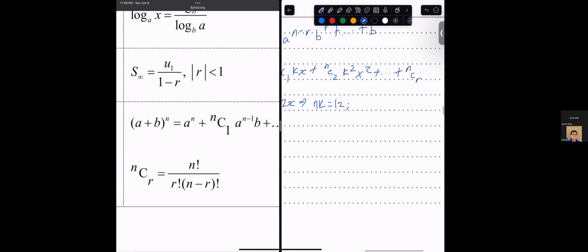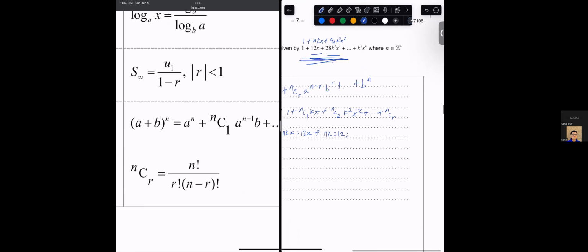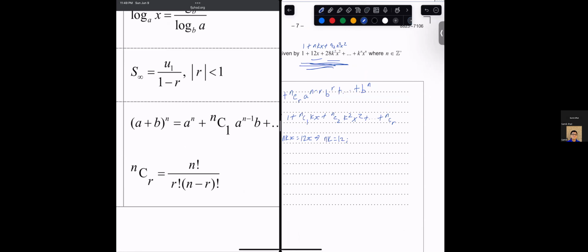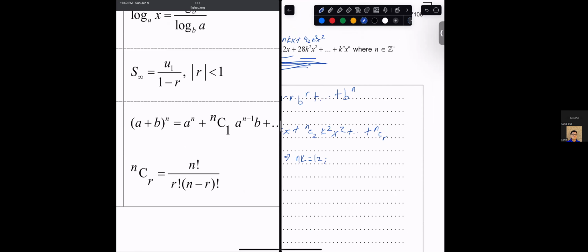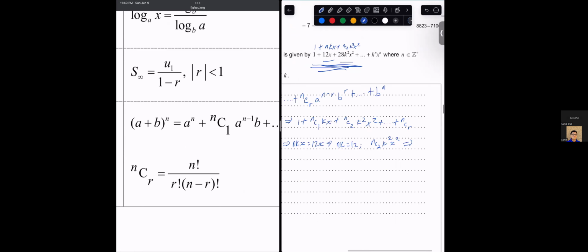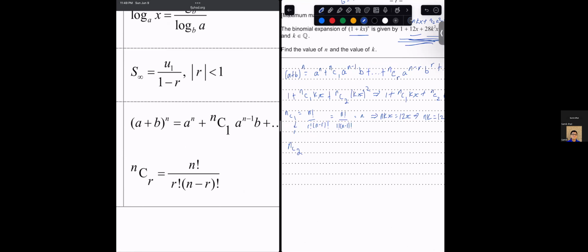So next, what we will do is use the nC2 k squared x squared term. Now this is where we'll actually start to solve, I believe. Let's see if that happens. So now if I come to nC2 k squared x squared, first I want to solve what nC2 is, right? You can write this as n factorial upon 2 factorial into n minus 2 factorial.